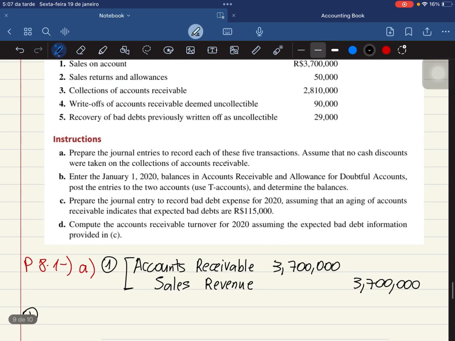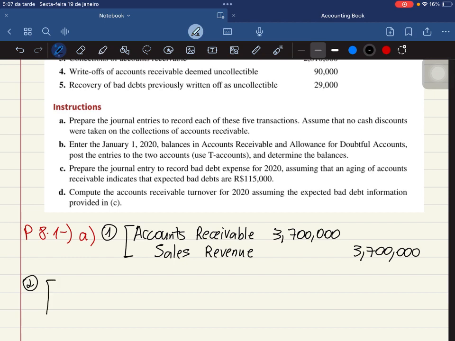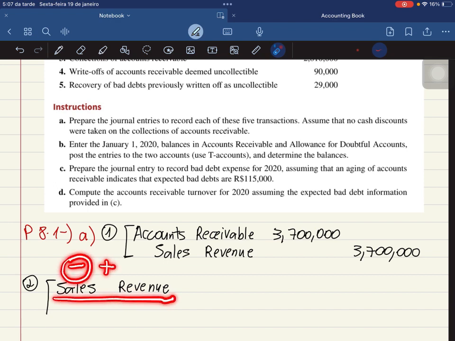Two, sales returns and allowances. Well, if I have sales returns and allowances, that means that my sales revenue actually has to go down, right? So I'm going to write sales revenue over here at the bottom. Sales revenue, it is a credit balance, which means that it is a minus and a plus. And this position is a minus, which means that I am reducing, I am deducting from my sales revenue because I had returns. Some people returned some of my merchandise. That's why I have it on the top.